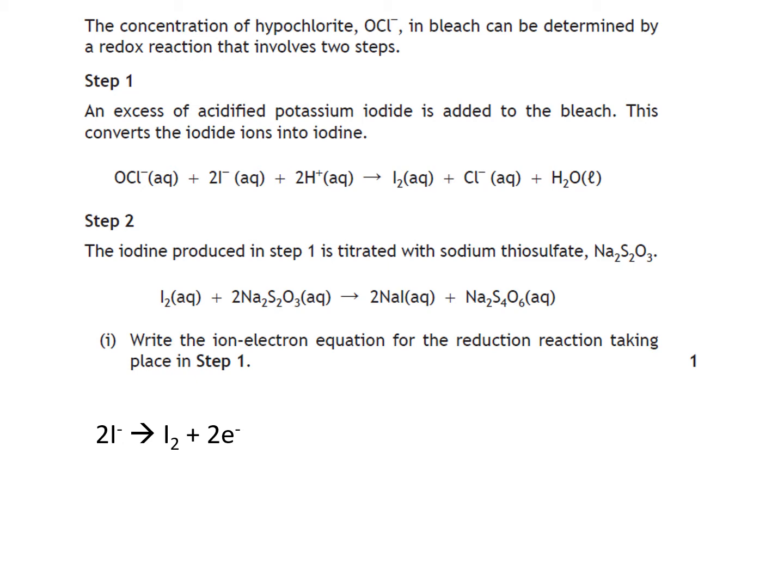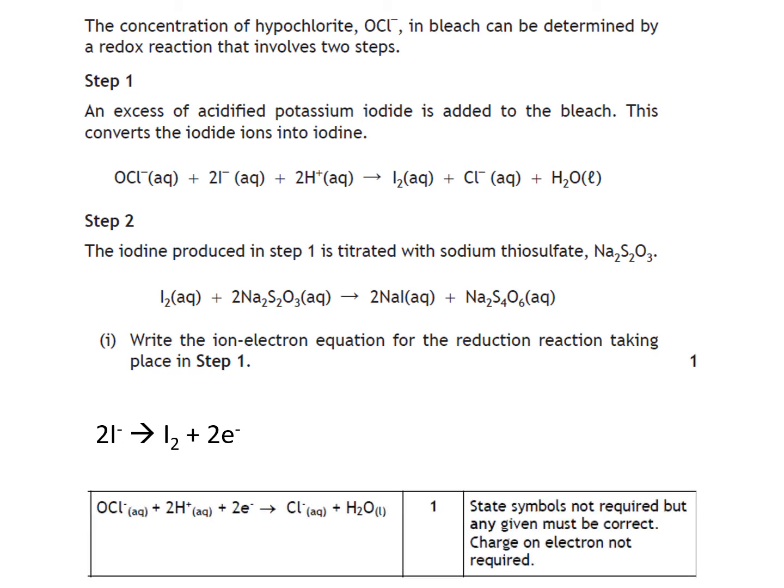I noticed that the I minus, 2I minus, was changing into iodine molecule, and the way that that must have happened is that the electrons from the iodide ions must have been removed. So this is therefore the oxidation reaction. We can say that the iodide ions have been oxidized. So if they're being oxidized, it must mean that the other chemical, the hypochlorite, the OCl minus ion, must be the thing that is being reduced. So I wrote out what's happening to that. So it's changing into Cl minus, and then I balanced it, with the hydrogens and the water molecules and the electrons and so on. So this here is the correct answer. So have a read of the marking instructions there, please, as well. That's important.